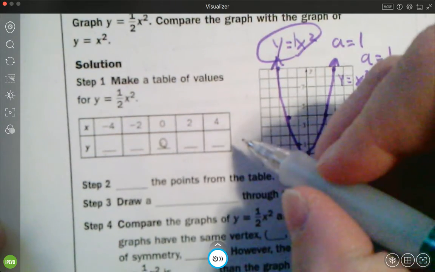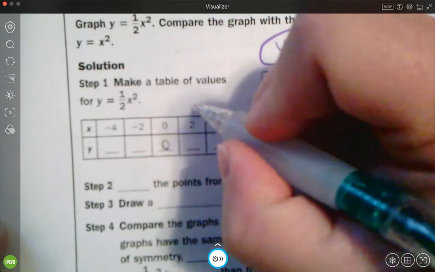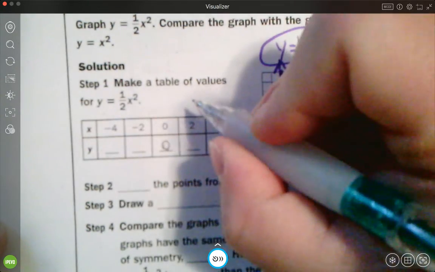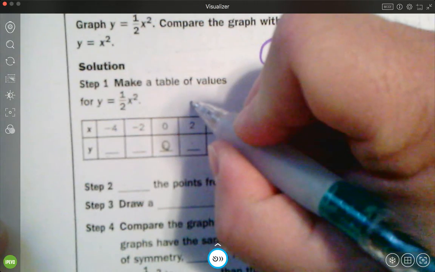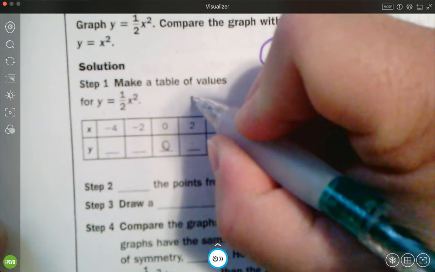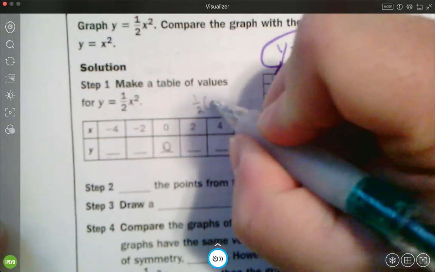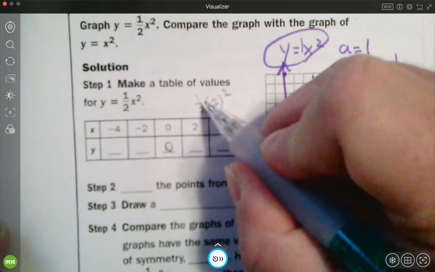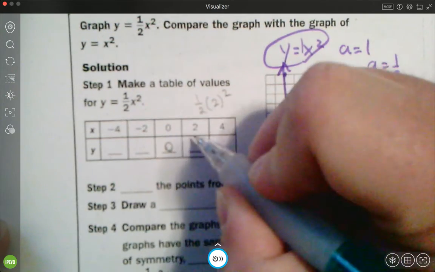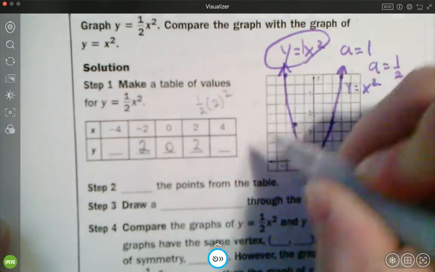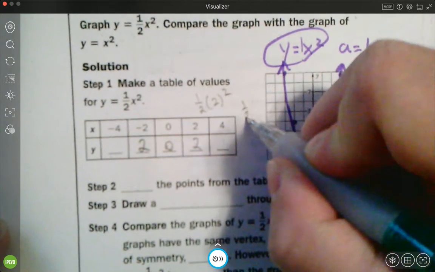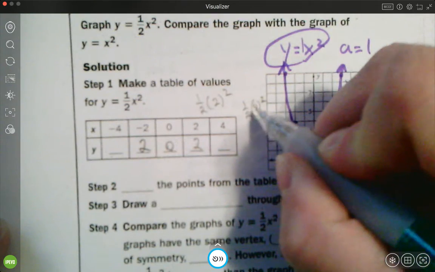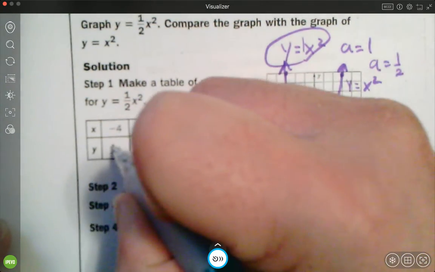Okay. For the next one here, again, I just need to do 2 and 4, because then I know -2 and -4 is symmetric. So I will do 1/2 times 2 squared. So that's 4, and 4 times 1/2 is just 2. So I know I'm going to put a 2 here and a 2 there. The next one I'm going to do 1/2 times 4 squared. 4 squared is 16, and 16 times 1/2 is 8. So put an 8 here.